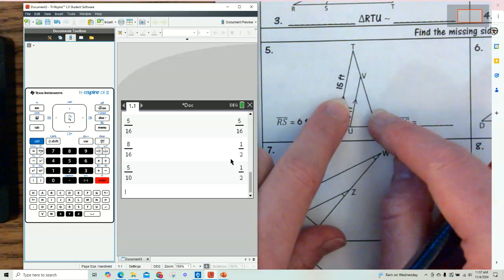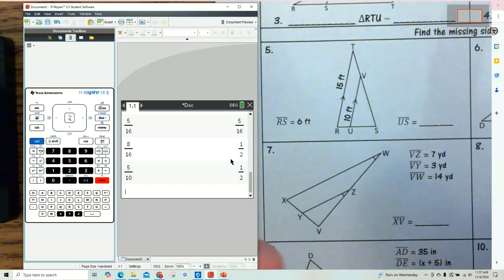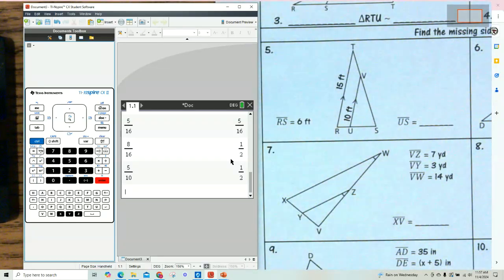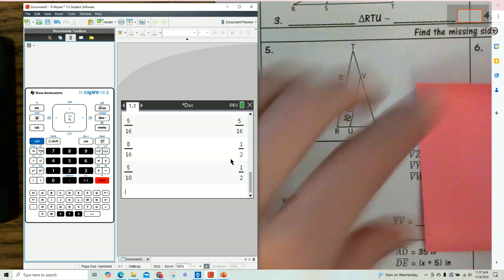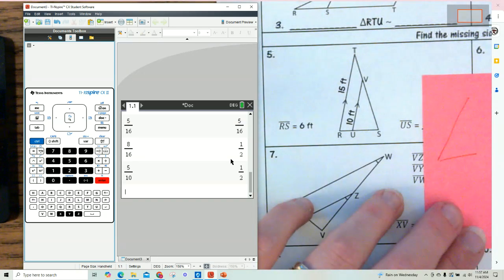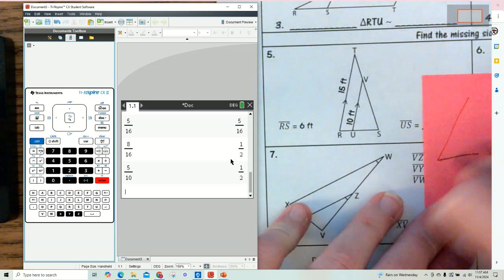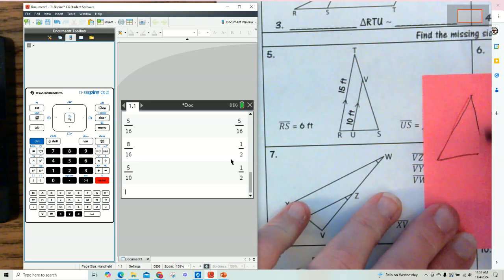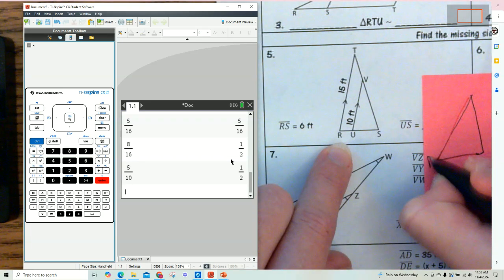So what they like to do is take one big triangle and split it. You've still got 2 triangles here. So I've got the big triangle. Let me get a black pen so that shows up. So here's the big triangle. It's RTS.